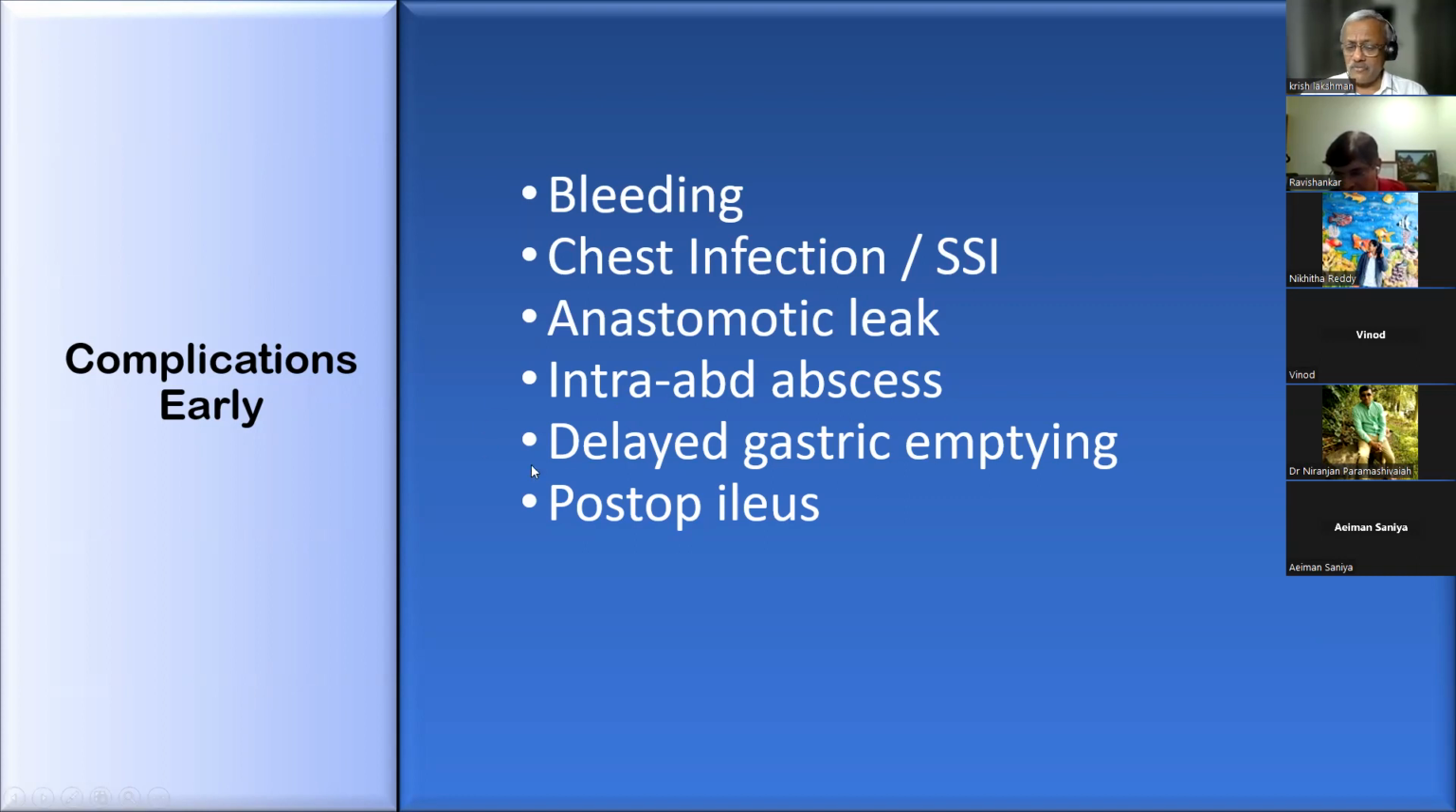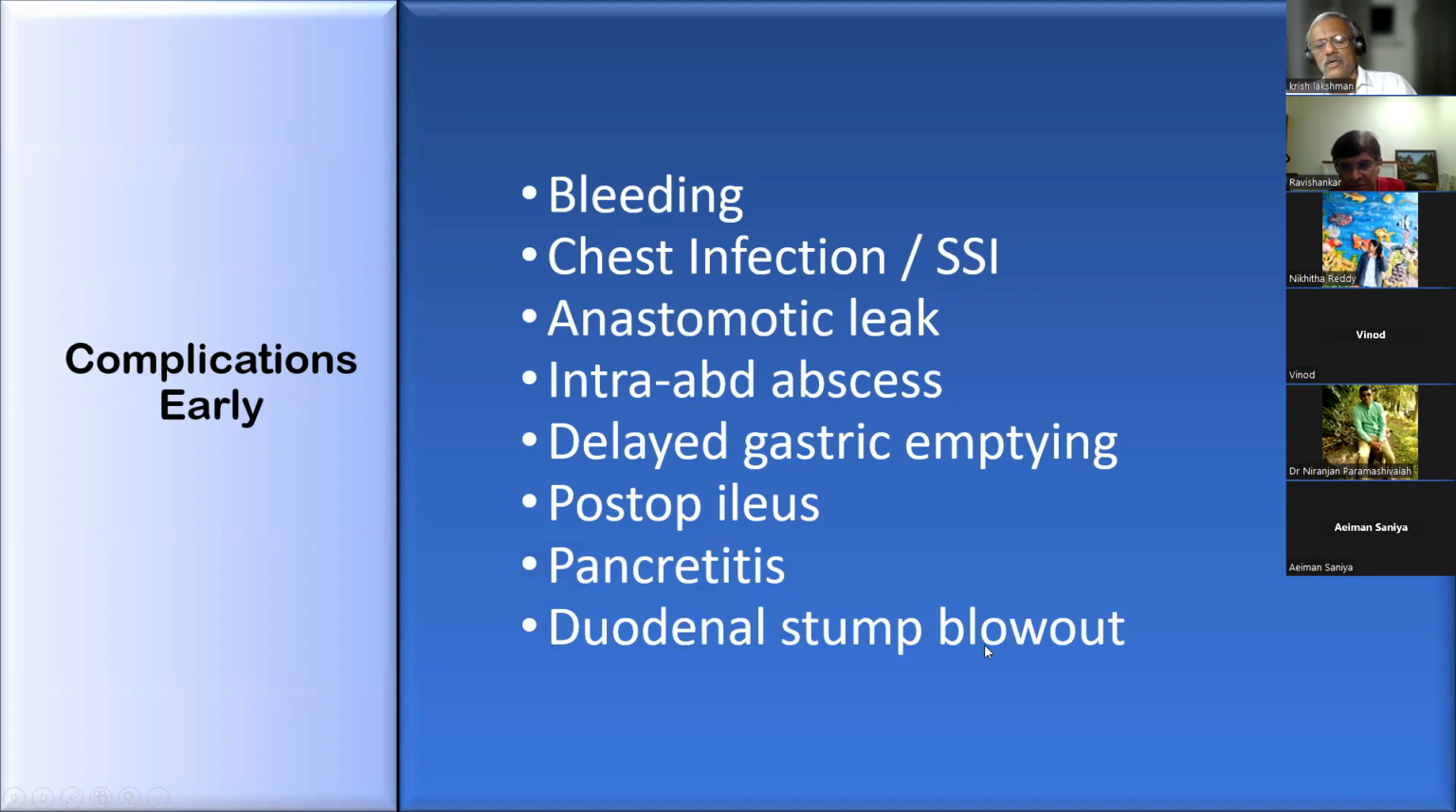Delayed gastric emptying is a very real possibility. It can also be because of inadvertent or even deliberate division of the vagus in a total, subtotal or even distal gastrectomy. You may end up dividing the vagus, and that is something you should keep in mind. Post-op ileus can occur like in any other condition. As I said, I'm not going into the details of these complications. You can read up about it, or if you want, you can have another separate section on it.